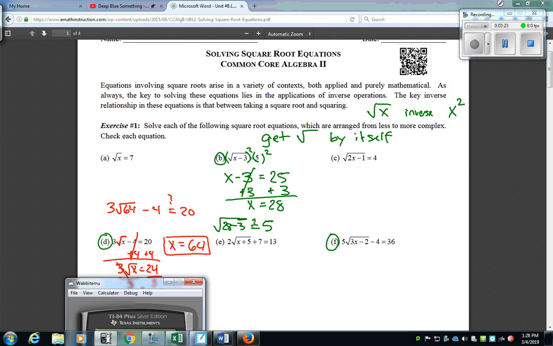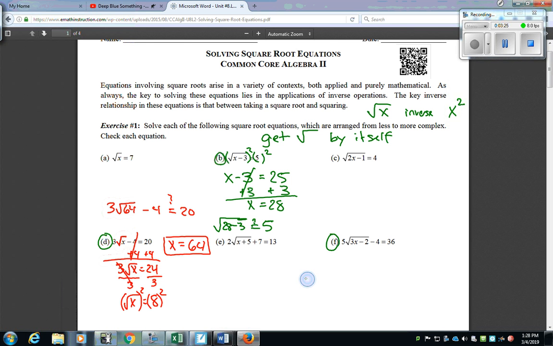Now the last one we're going to look at is F. For F, same thing. I'm going to isolate this square root. I'm going to add 4 to both sides. So I have 5 square root of 3x minus 2 equals 40.